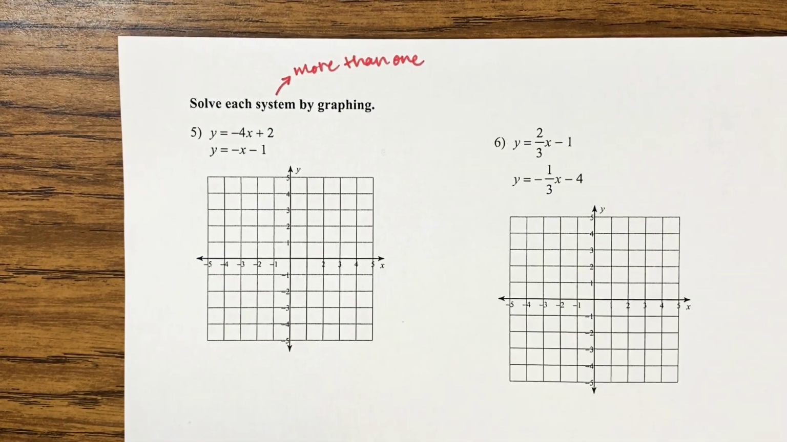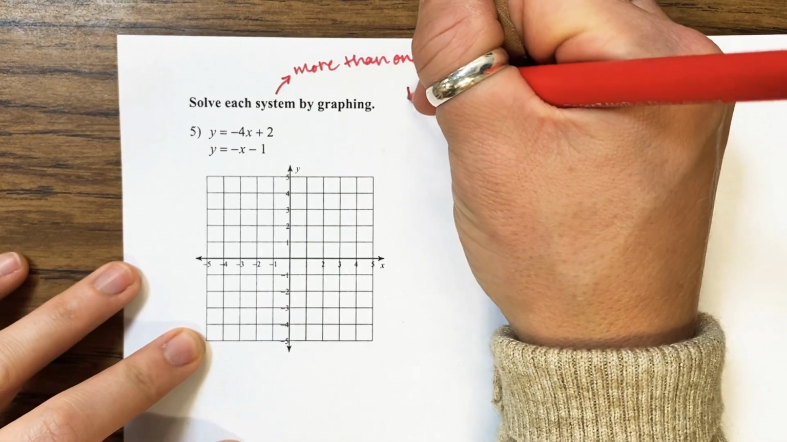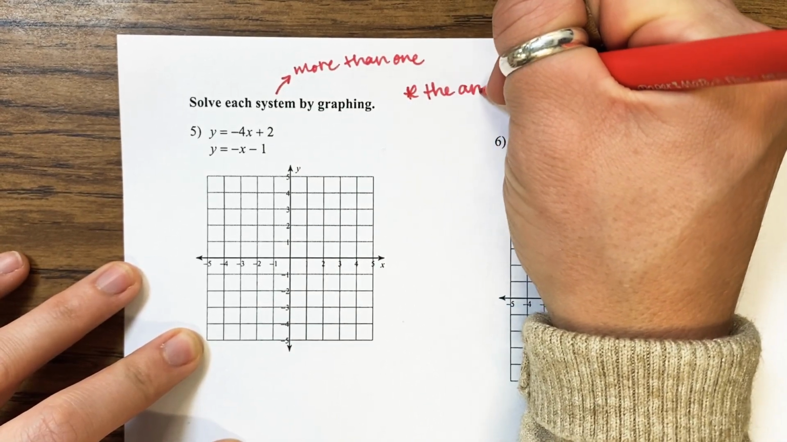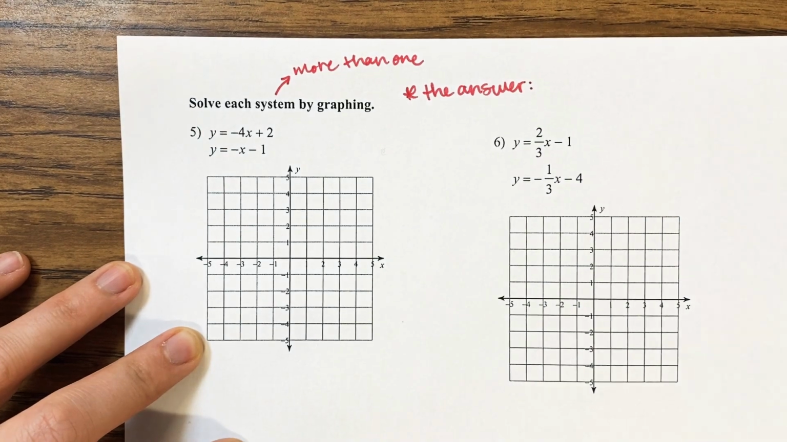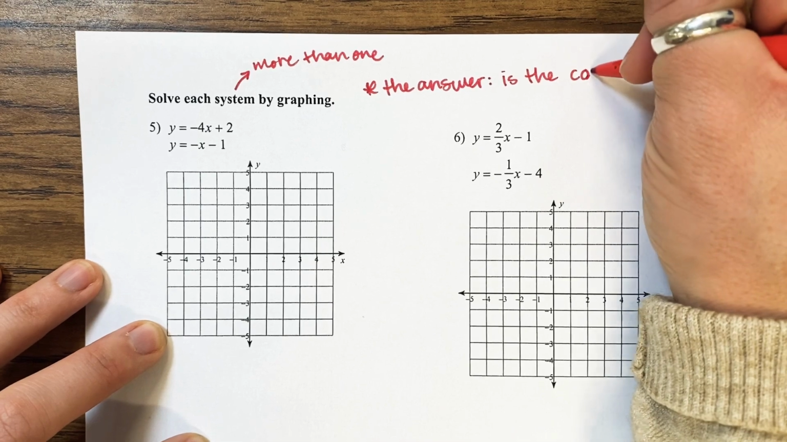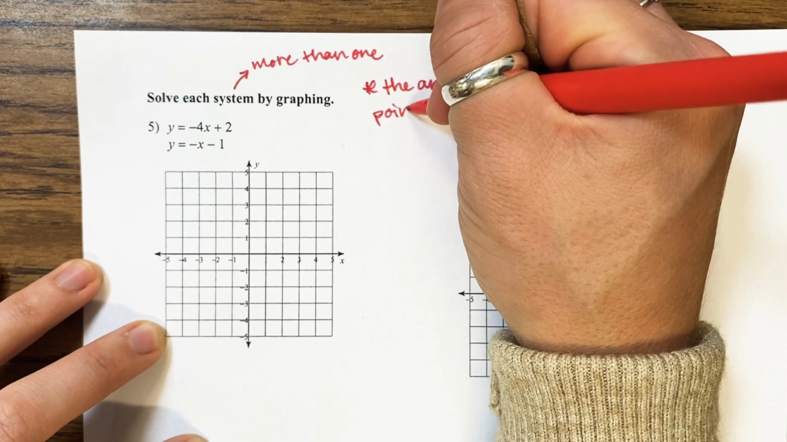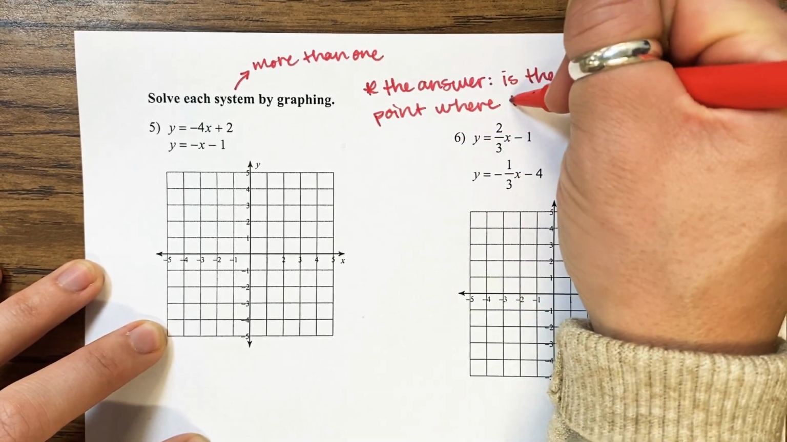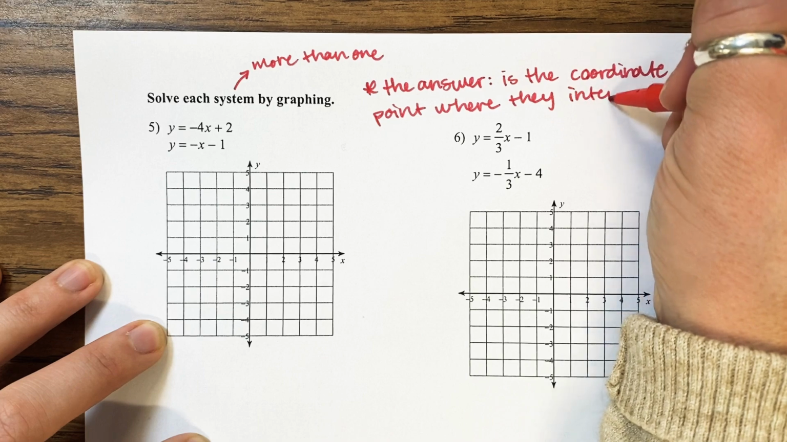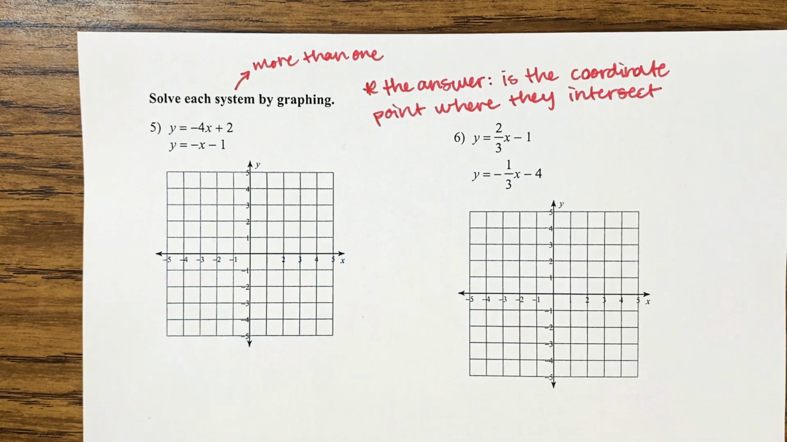Okay, so when it's asking us to solve by graphing, that means the answer, so write this down: the answer or solution to a system of equations is the coordinate point where they intersect. So where do those two lines from our two equations intersect on the graph? That is our answer. So that's what we're trying to figure out with these.